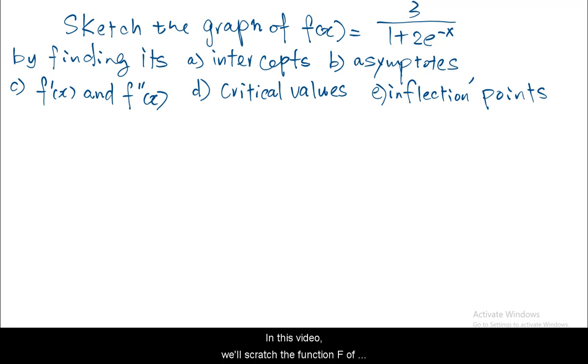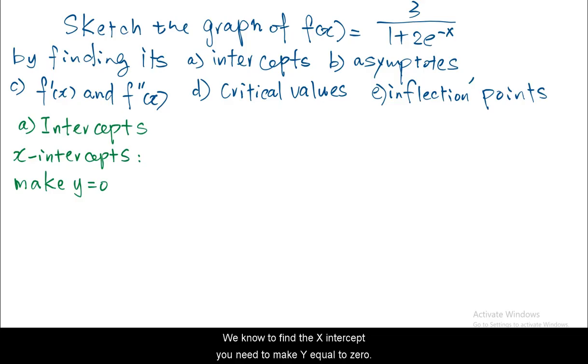In this video, we'll sketch the function f of x equals 3 over 1 plus 2 times e to the negative x by finding its intercepts, asymptotes, the first and the second derivatives, critical values, and inflection points. Let's start with the intercepts.